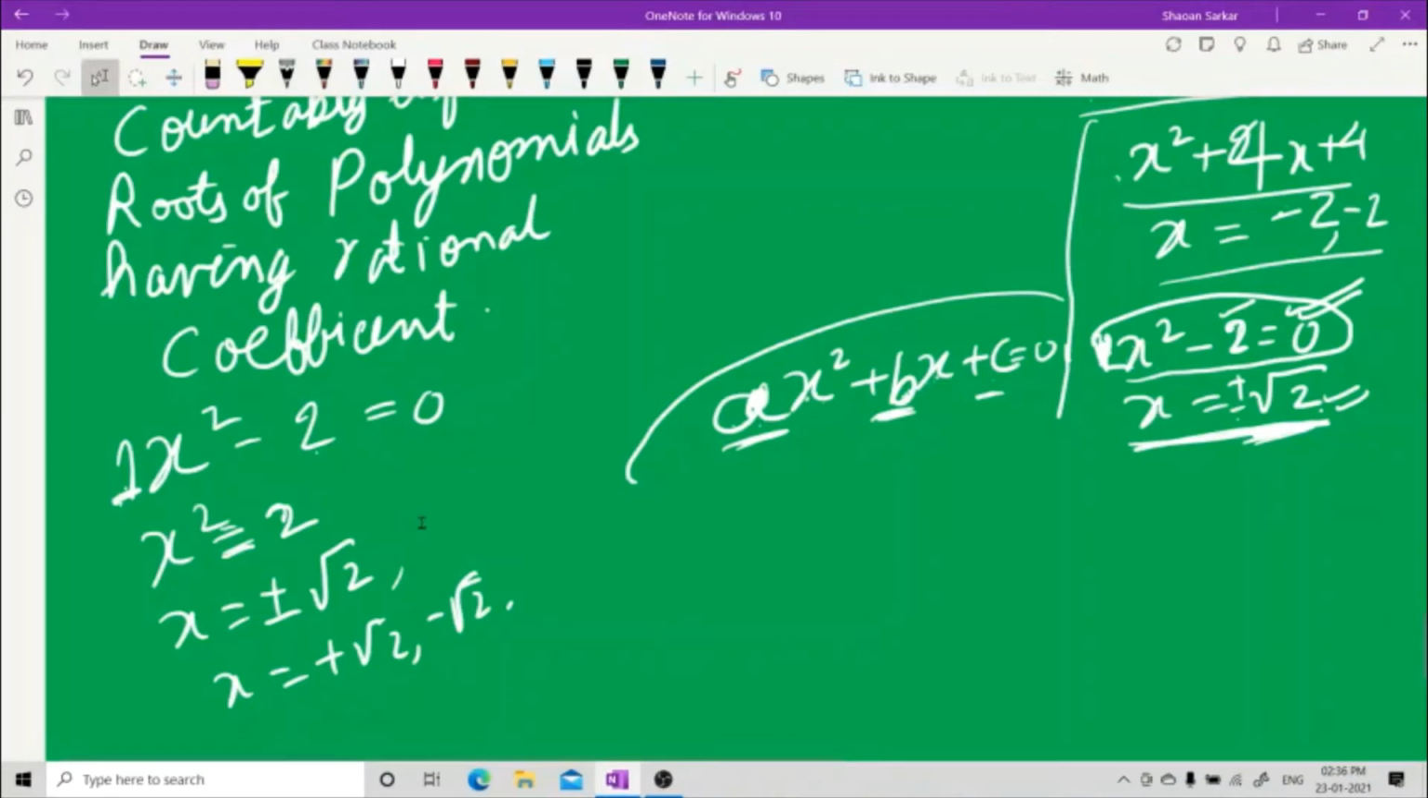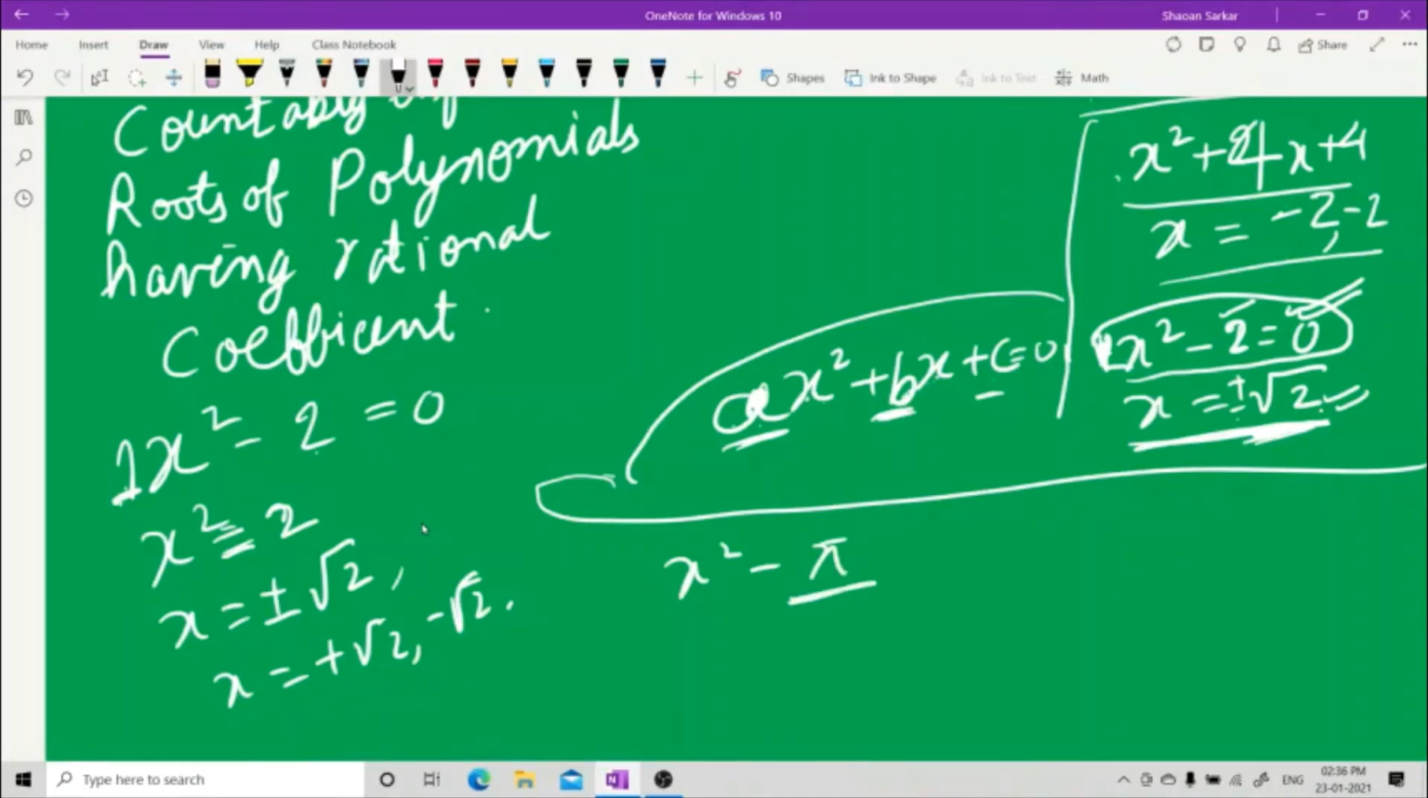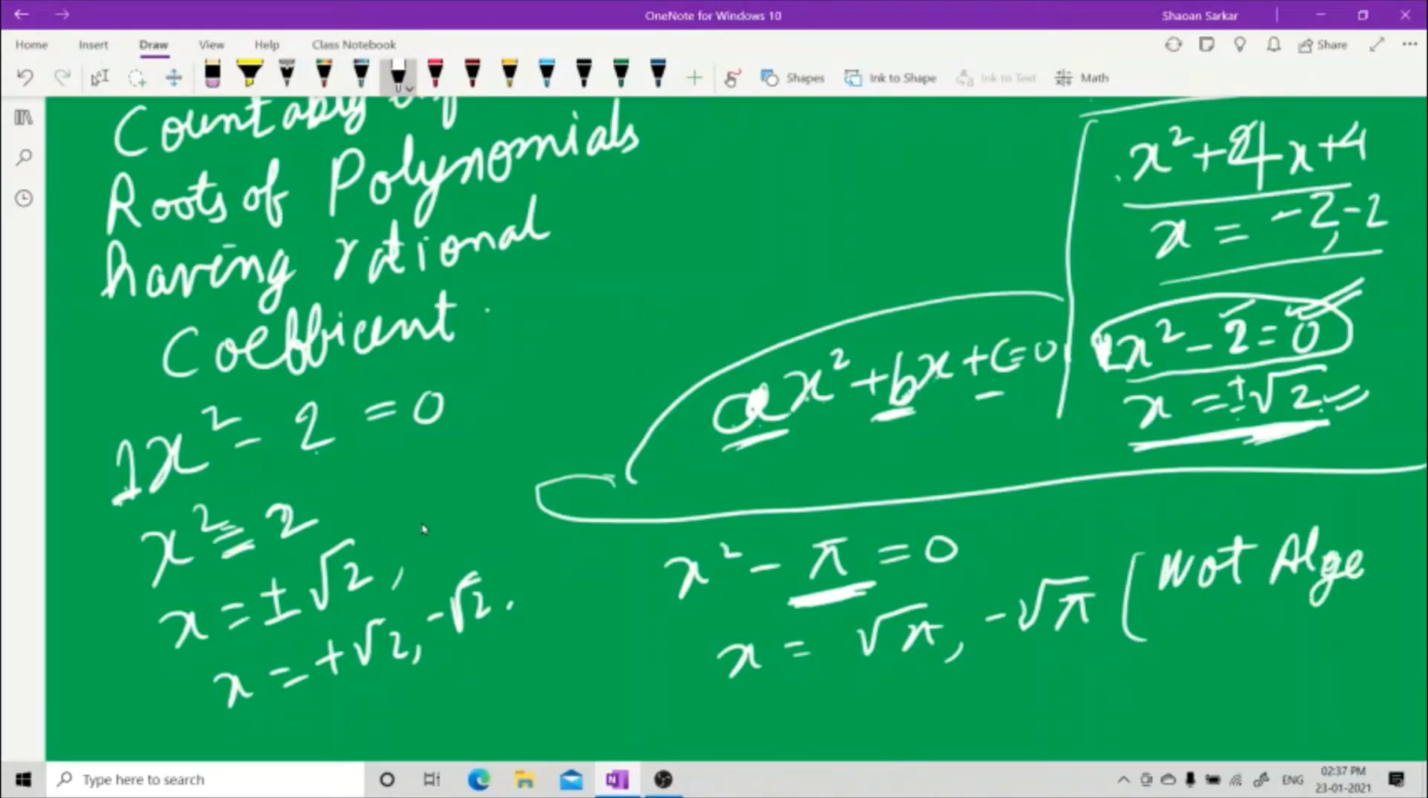Now take another example. If I write x square minus pi, pi is not a rational number. So this is a polynomial. This will give me x equal to plus and minus under root of pi. But these are not algebraic numbers.